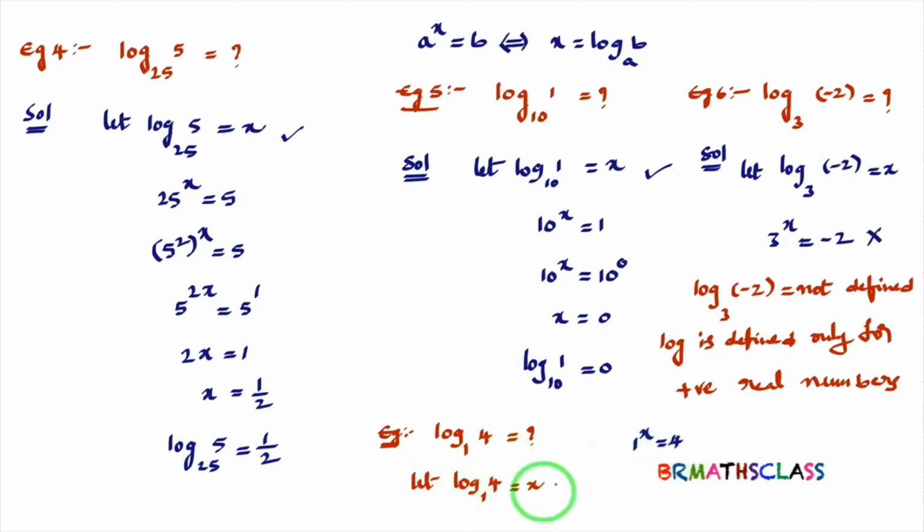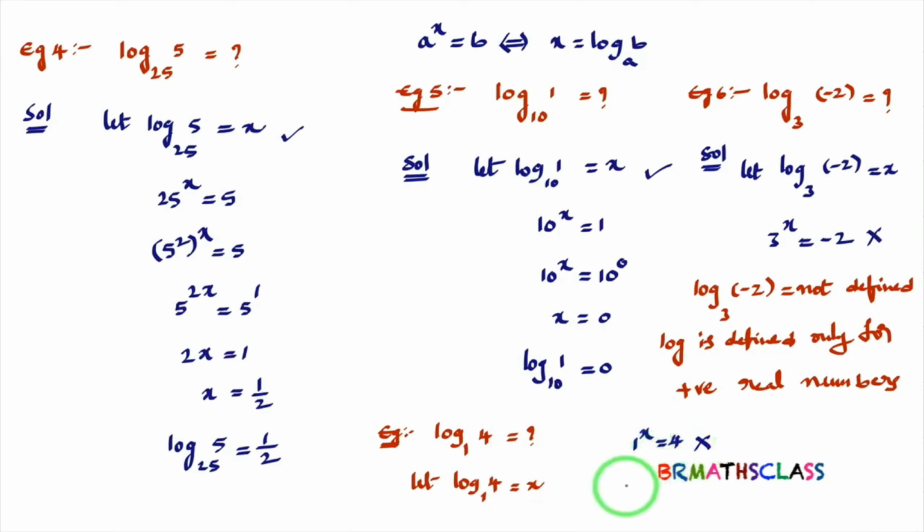This can be written as 1 power x equal to 4. You identify the x value such that 1 power x is equal to 4. 1 power what number is 4? 1 power 4 is 1 only. 1 power 3 is 1 only. 1 power what number will give you 4? You cannot find an x value such that 1 power x is 4.